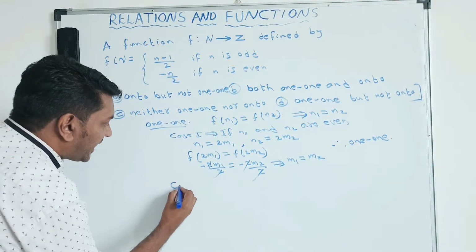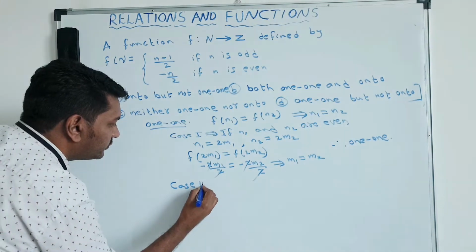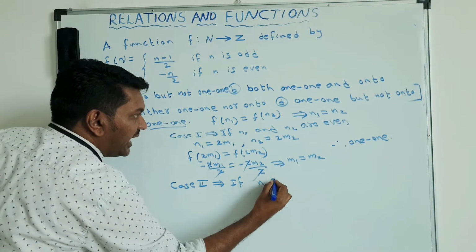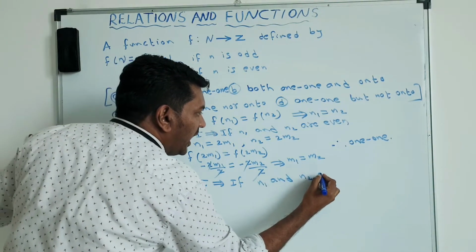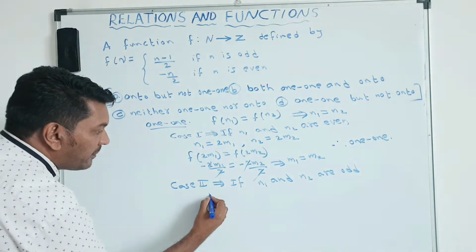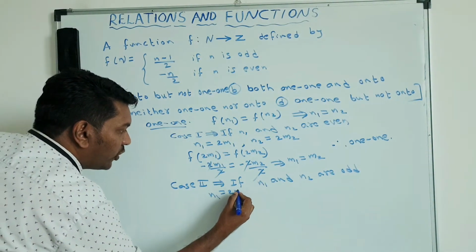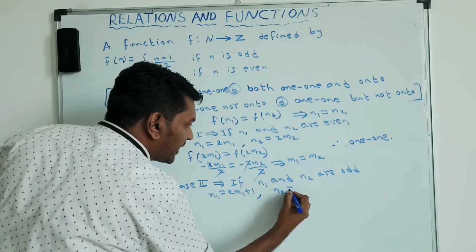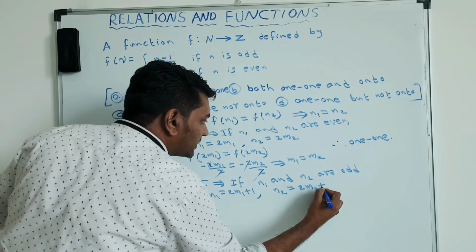Now I am taking case 2, which means n1 and n2 are odd. If n1 and n2 are odd, n1 you can write as 2m1 plus 1. This is the representation of an odd number. n2 I can write as 2m2 plus 1.